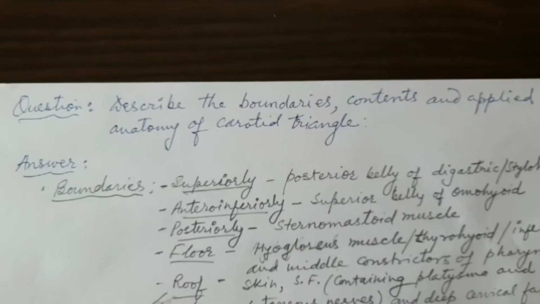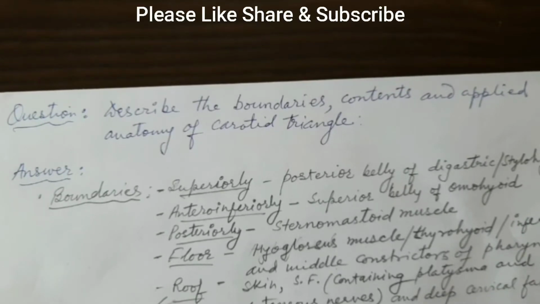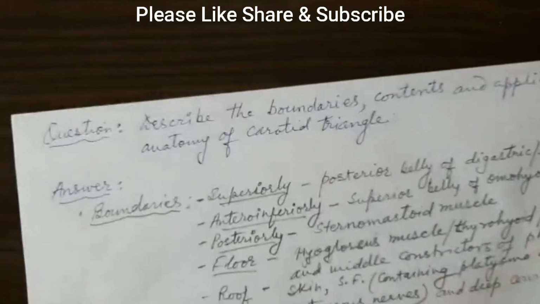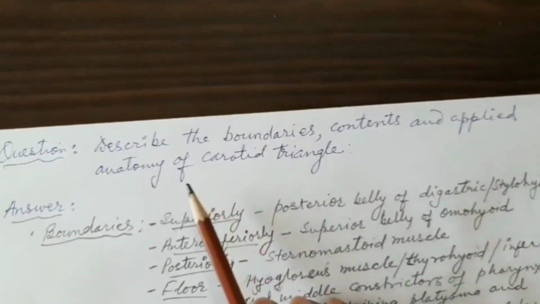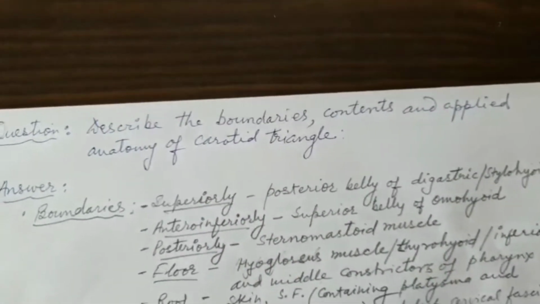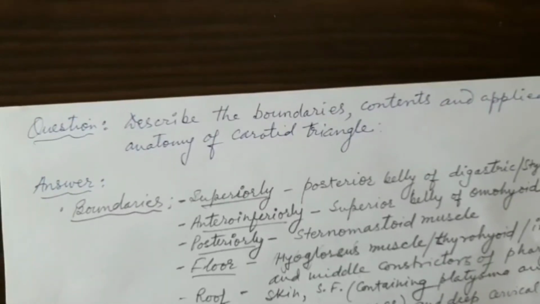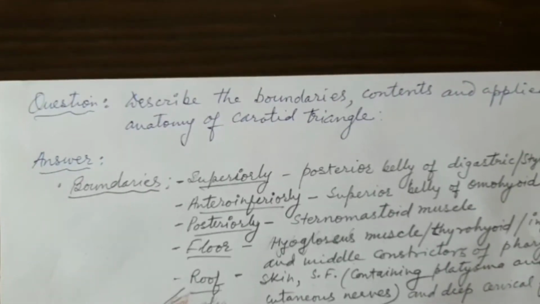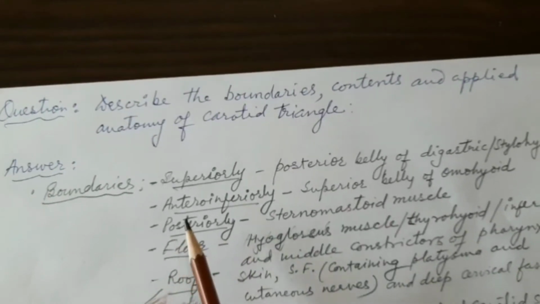Good morning, students. In the series of anterior triangle subdivisions, this is an important subdivision of the anterior triangle called the carotid triangle. The question is: describe the boundaries, contents and applied anatomy of the carotid triangle. Though it is a short question, not very lengthy, it is quite important. Let us see the boundaries of the carotid triangle.